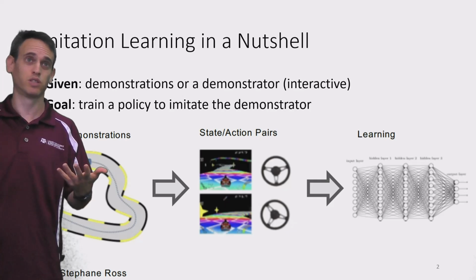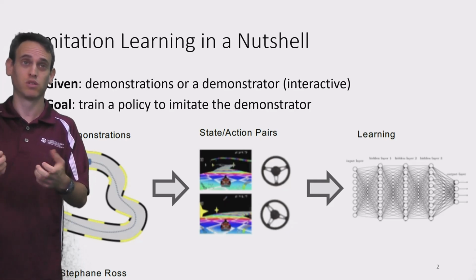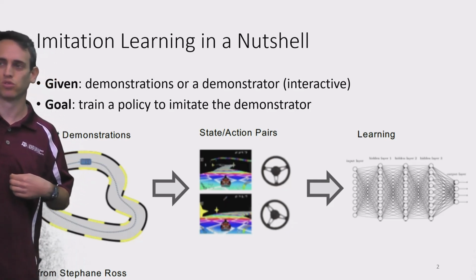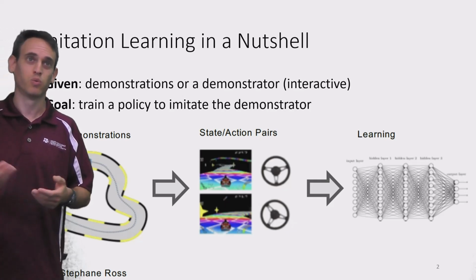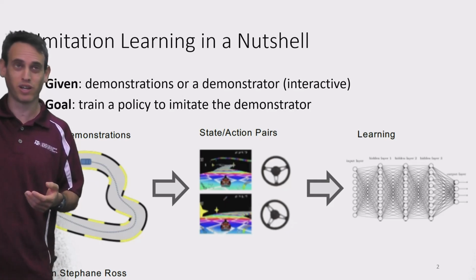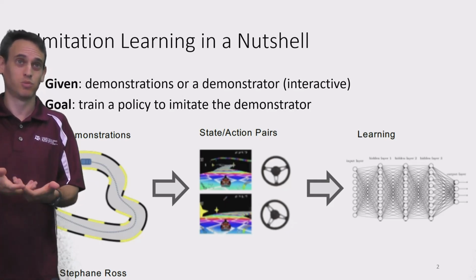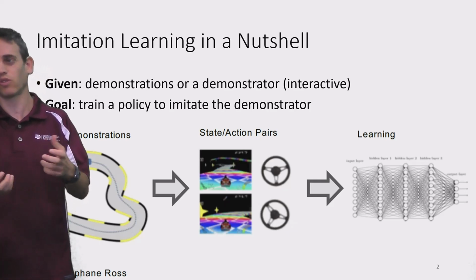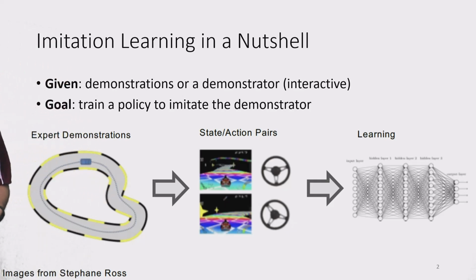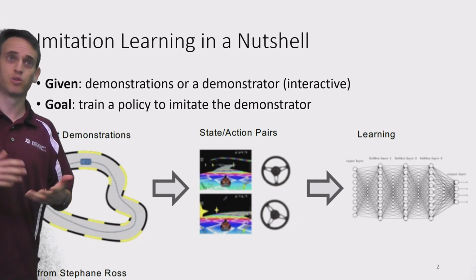It can be a human demonstrator, right? Maybe a human driver, where an autonomous car is trying to learn from the human driver. We don't have access to the human's brain, but we can ask the human, hey, what should we do in this situation or that situation? In any case, our goal is to train a policy that would imitate the demonstrator as closely as possible.